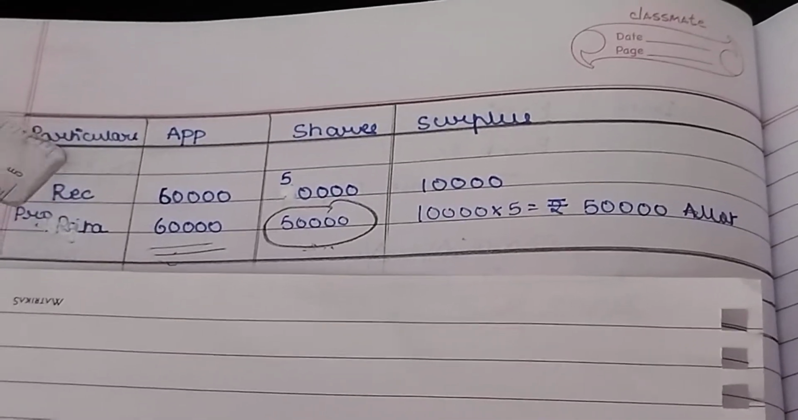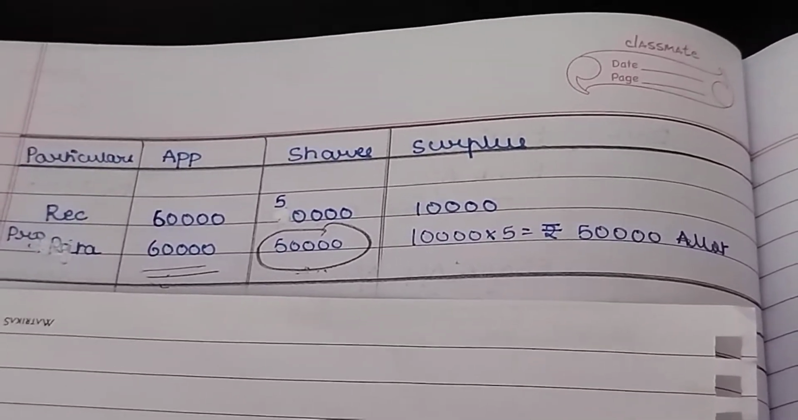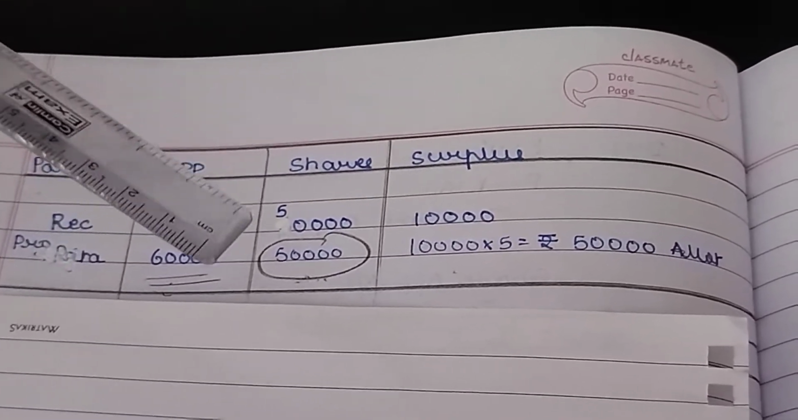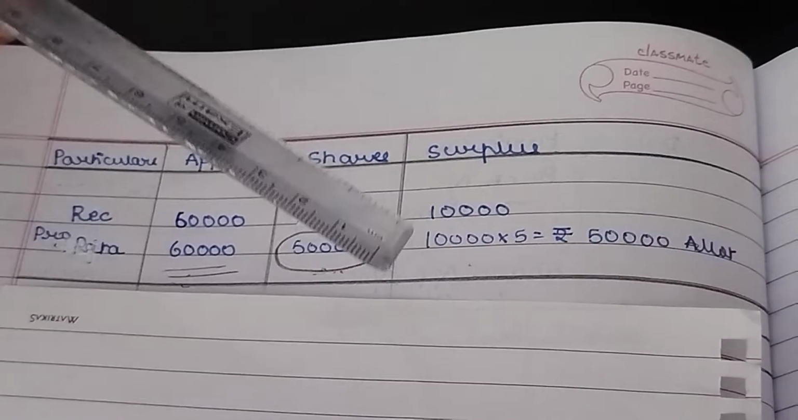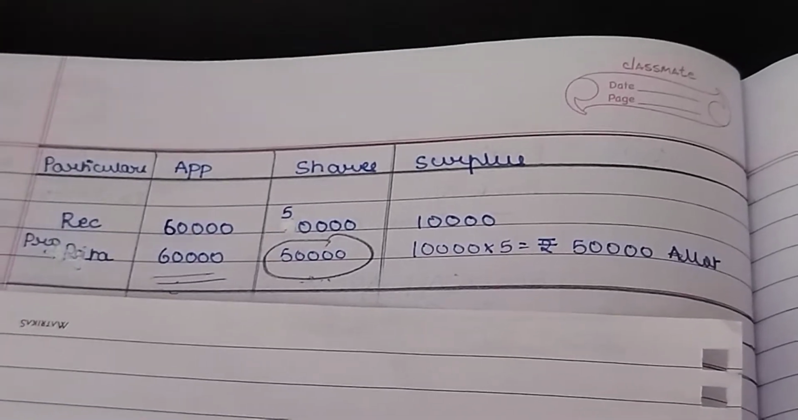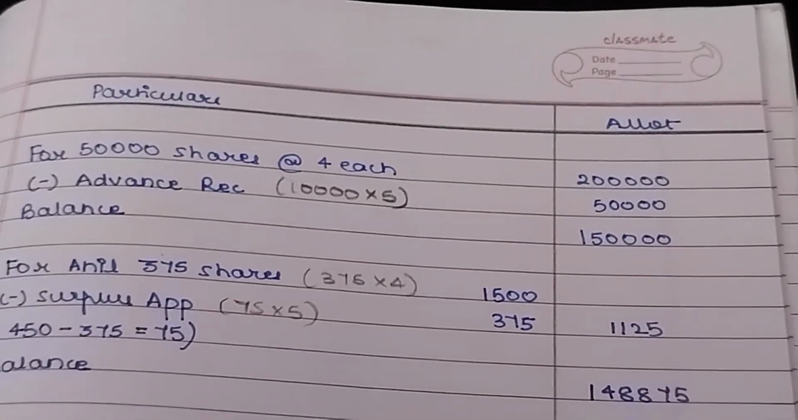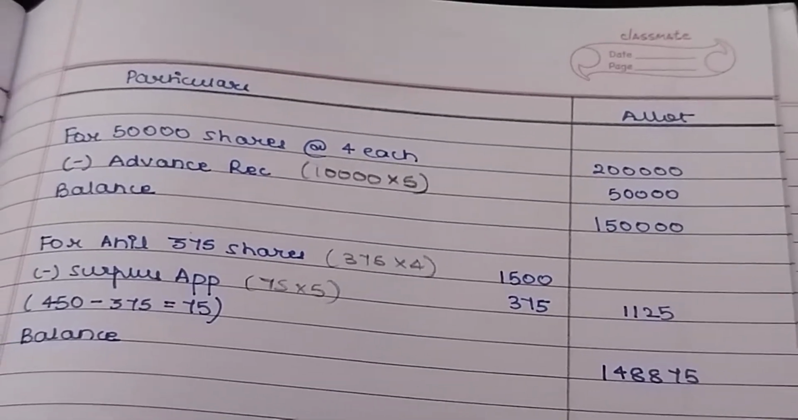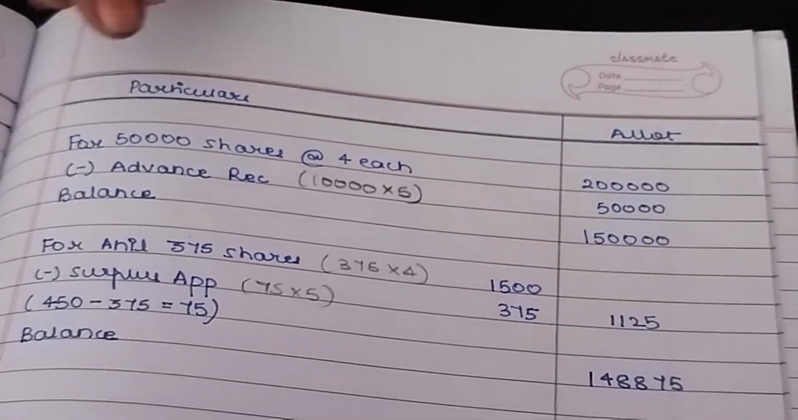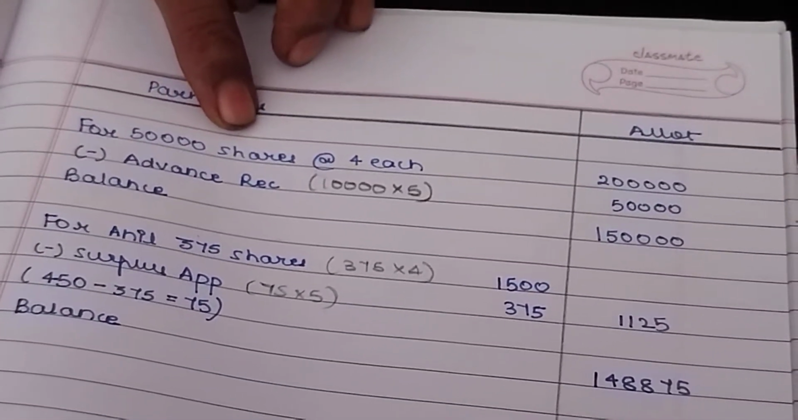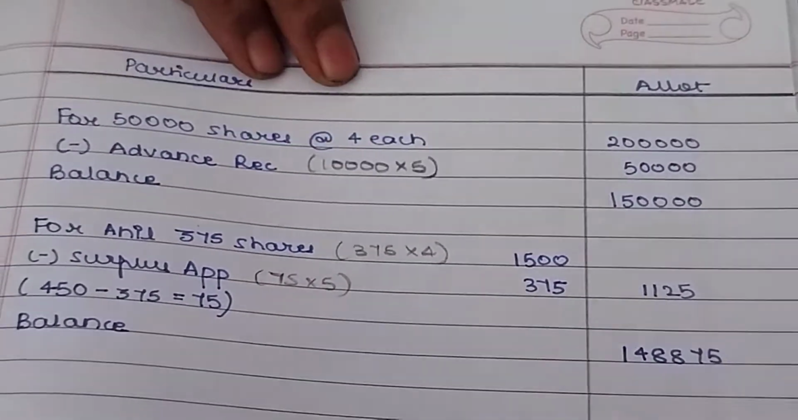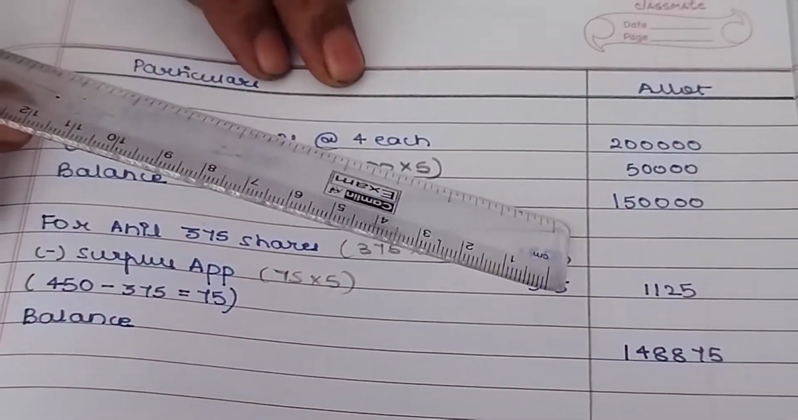Table first: particulars, applications, shares and surplus. Received on allotment, pro rata allotment, 60,000 shares, 50,000 shares were allotted, surplus 10,000, 10,000 into 5, 50,000. That amount is transferred to the share allotment account. On the second table, the columns are only two, particulars and allotment money, because no security premium is here. For 50,000 shares at rupees 4 each, amount 2 lakh, less advance receipt of share allotment 50,000, balance 1,50,000.